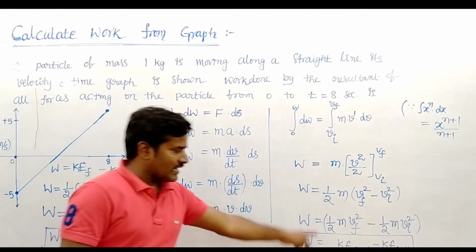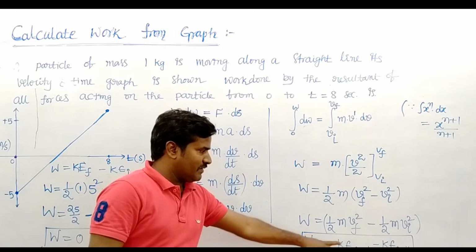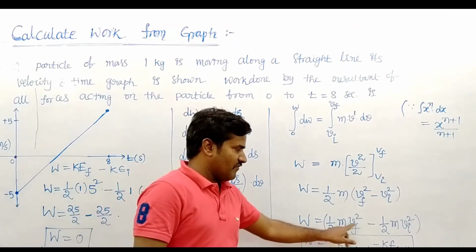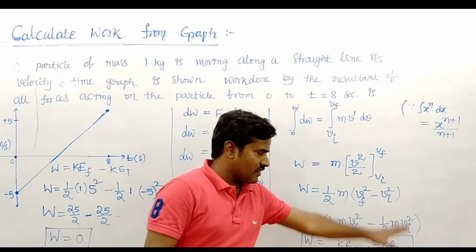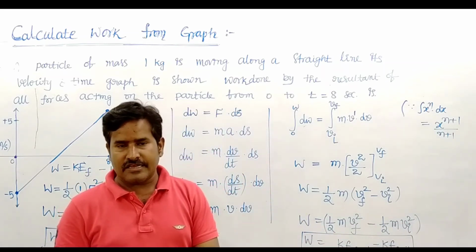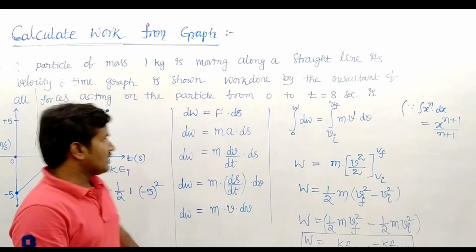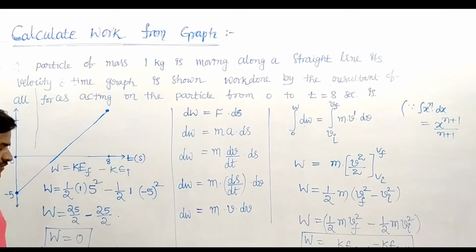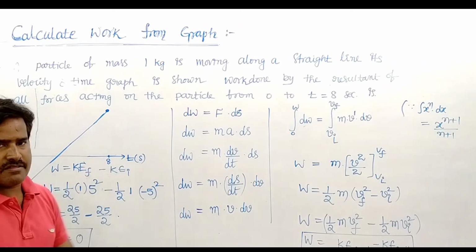This is called the work energy theorem, the relation between work and energy. Half m v square, final kinetic energy minus initial kinetic energy, is nothing but work done. So this is the problem. The work done becomes 0, which is the answer.